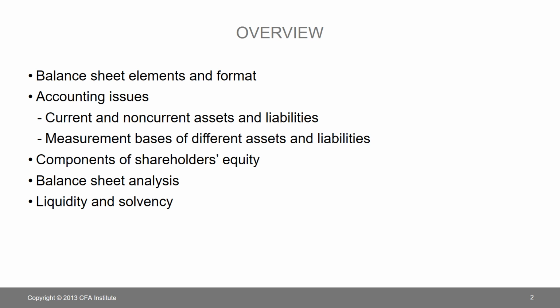And then we will move on to describing the different types of assets and liabilities and the measurement basis of each. Following that, we're going to describe the components of shareholders' equity. We're going to look at how to convert balance sheets to common size balance sheets and interpret the common size balance sheets. And finally, we're going to try and calculate and interpret liquidity and solvency ratios.